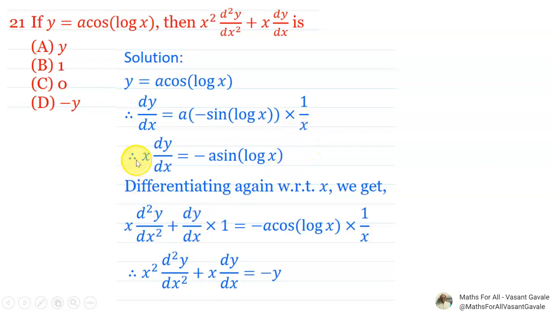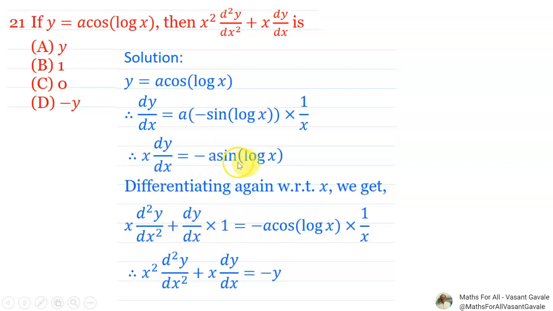Divided by x is multiplied here. Therefore, x into dy by dx is equals to minus a times sine of log x. Now differentiate this again with respect to x. x as it is, derivative of dy by dx is d2y by dx square. Next, dy by dx as it is, derivative of x is 1.